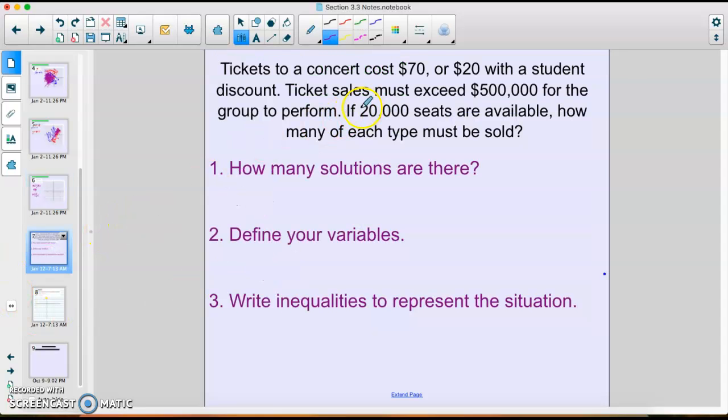Okay, so tickets to a concert cost $70, or you can get $20 tickets if you have your student ID. Ticket sales must exceed 500,000 for the group to perform. If 20,000 seats are available, how many of each type should be sold? So, how many solutions are there? Well, a combination of $70 tickets and $20 tickets, and it has to exceed 500,000. There's a ton.